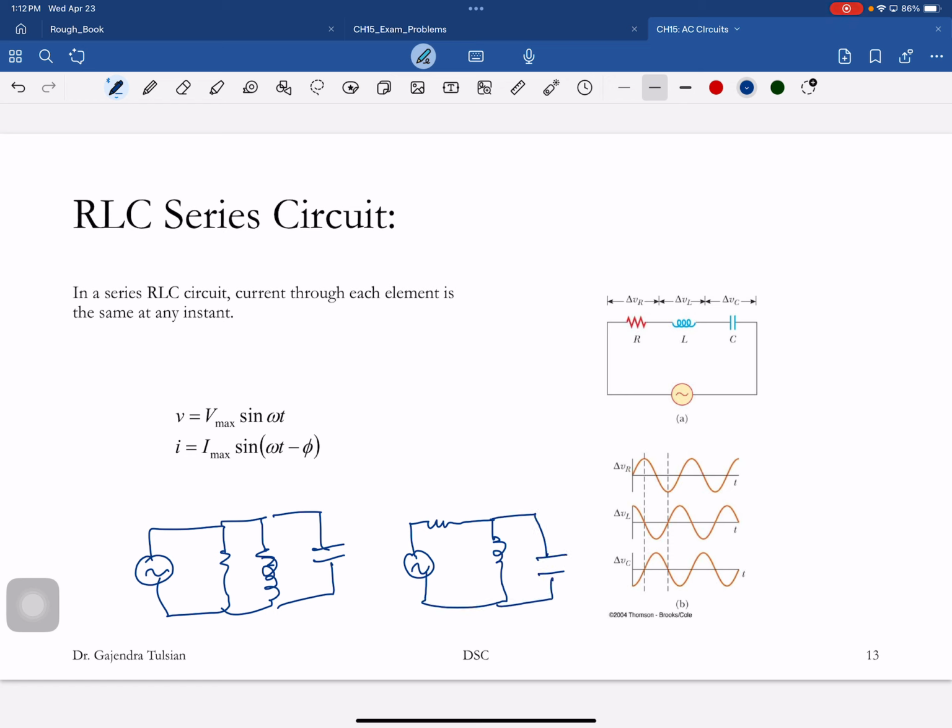Okay, so there are many ways of combining them. But this is what we'll consider, because this is the most commonly used configuration. This is the configuration used in tuning circuits, which we have trillions of. So we'll consider that.